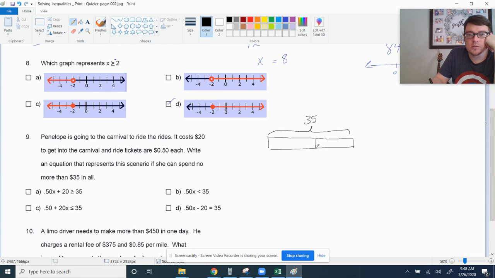20 of those dollars are to get in. And then you're going to split up 50 cents per ride. So 50 cents per X. So this is kind of your setup. And if you have $35 and you do not want to spend any more than that, no more, then that means that you want to be less than or equal to 35. And so your setup should look like this: 0.5 times your rides plus 20.